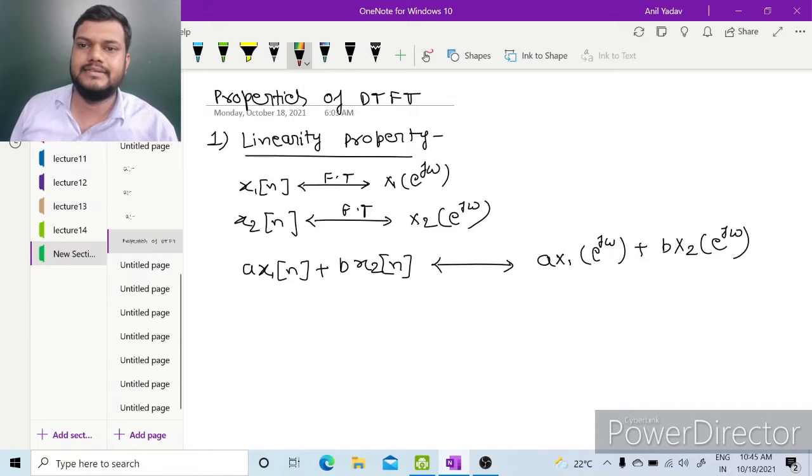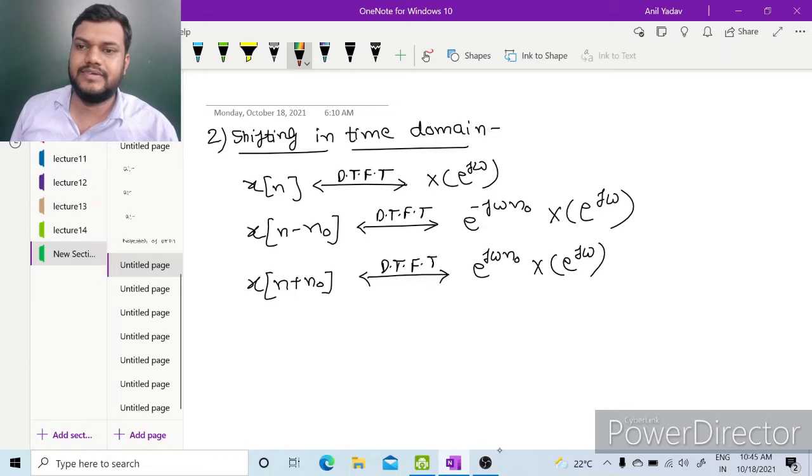So, let us start with the linearity property. The linearity property says if x1[n] has DTFT X1(e^jω), and x2[n] has DTFT X2(e^jω), then a·x1[n] + b·x2[n] will have DTFT a·X1(e^jω) + b·X2(e^jω), where a and b are constants.